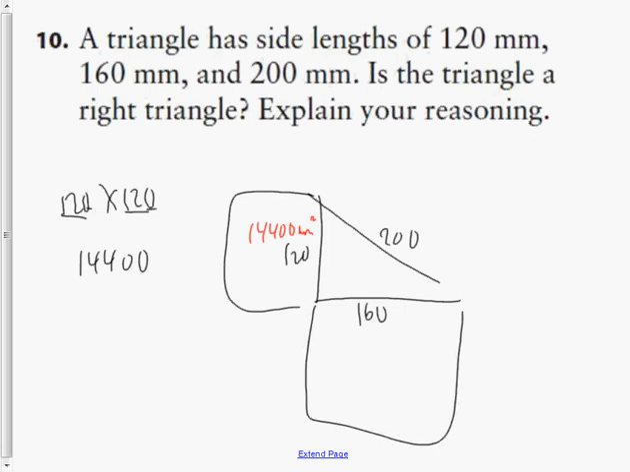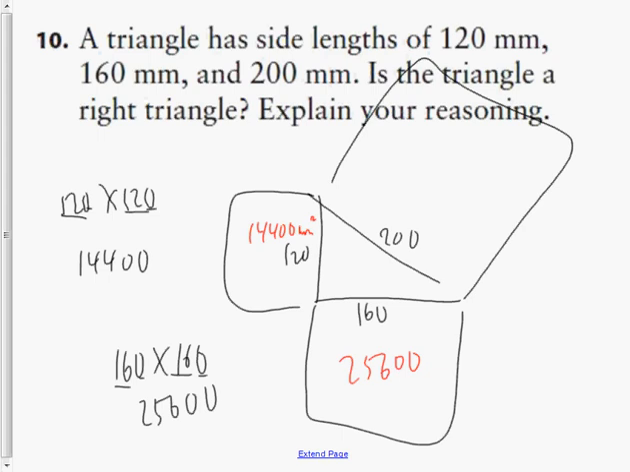If the side length is 160, I'm going to multiply those together to get its area. 16 times 16 we learned is 256 plus 2 zeros. So the area of this one would be 25,600. And the last one, the easiest one, 200 times 200 is 2 times 2, which is 4, plus 4 zeros. So we have 40,000 as the area of this square.